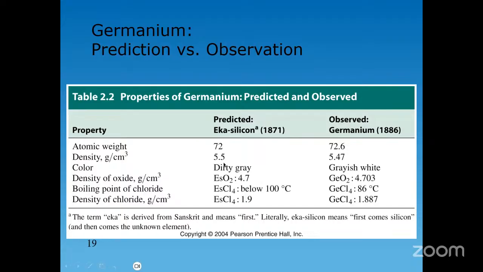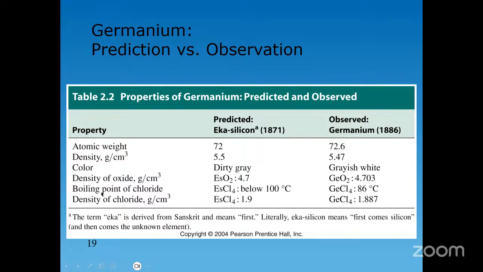Here, it was predicted that the density of this element would be 5.5 grams per cm cube. Turns out to be 5.47 grams per cm cube. Again, great agreement between what is predicted and what is observed. Color, dirty gray was predicted, grayish white is what was observed. Personally speaking, I think both of them basically mean the same thing, right? So again, agreement is observed there. The density of the oxide was predicted to be 4.7 grams per cm cube. It was discovered to be 4.703 grams per cm cube.